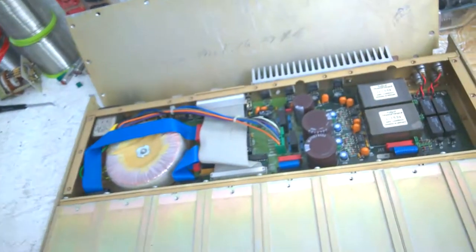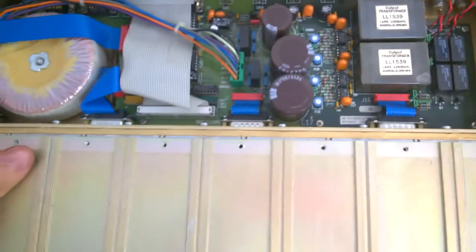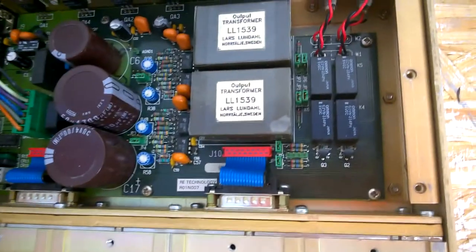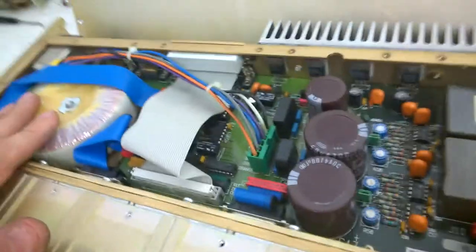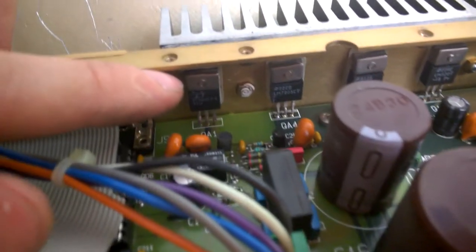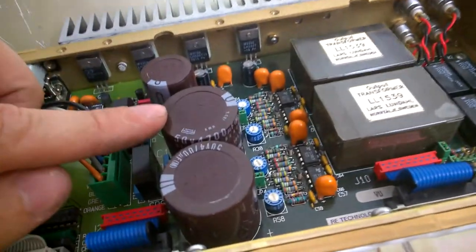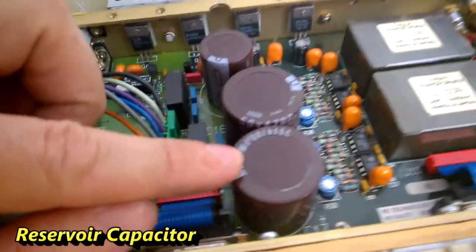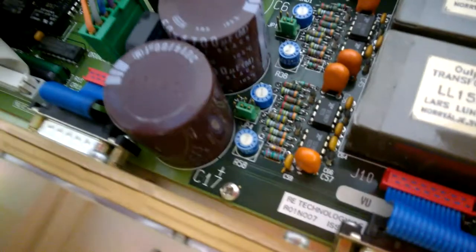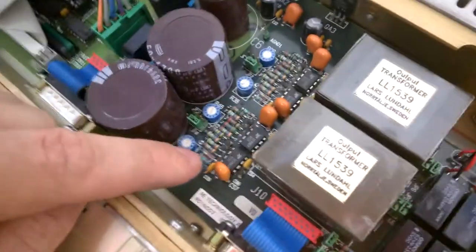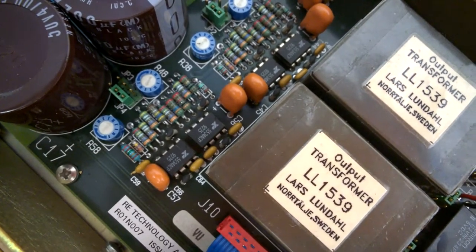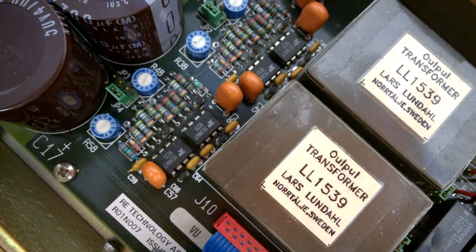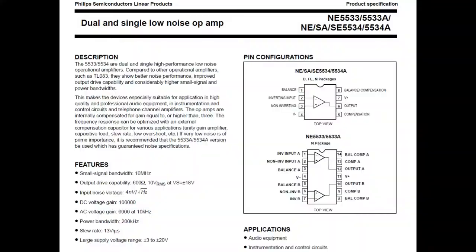Again, I'm very sorry for the video quality. There are some glitches, and I will get a better camera soon, I hope. So here are the regulators. These are the power supply caps. And this is audio stuff. I see some low noise op amps.